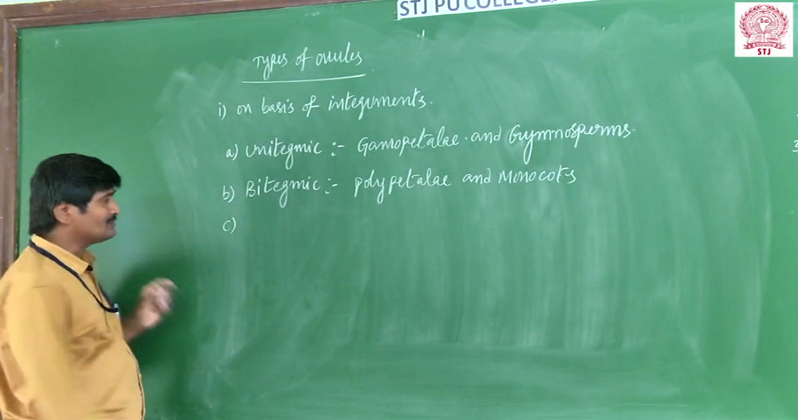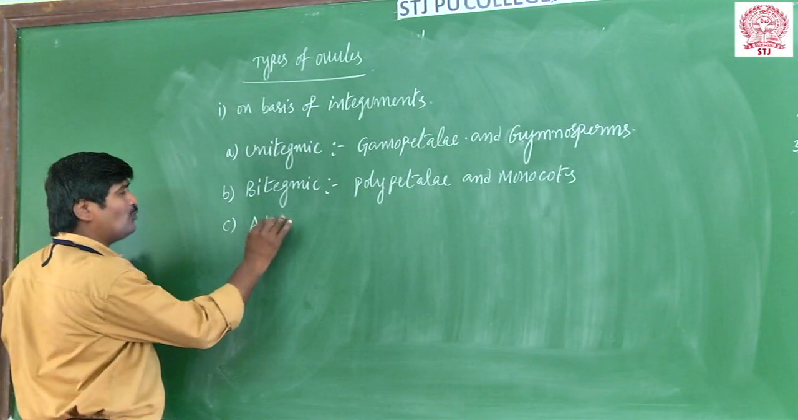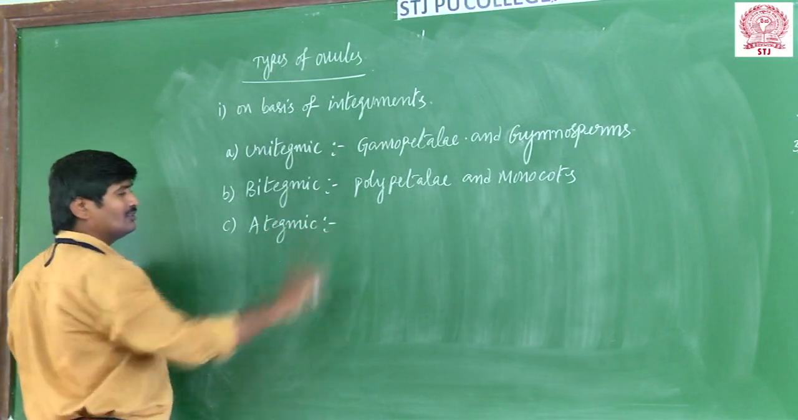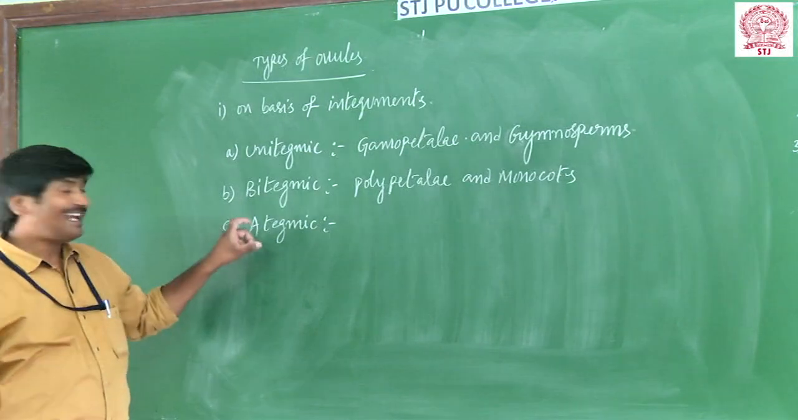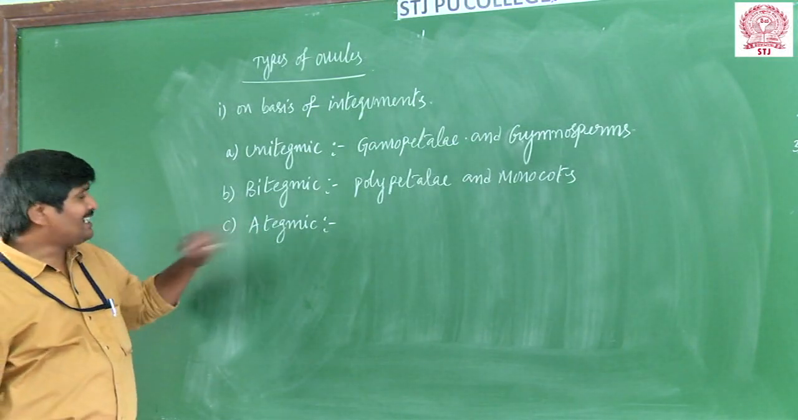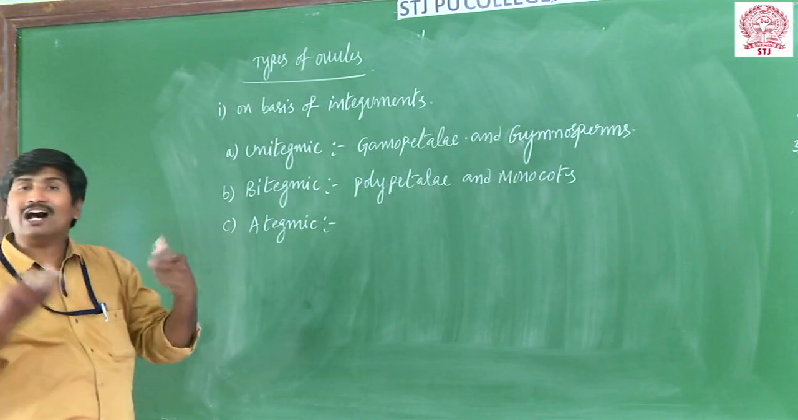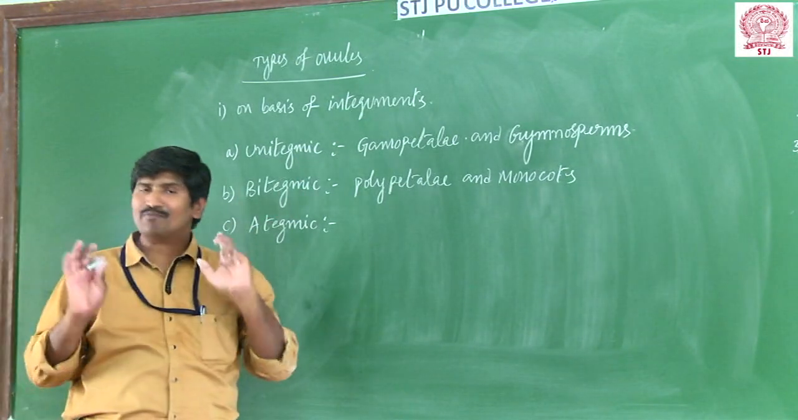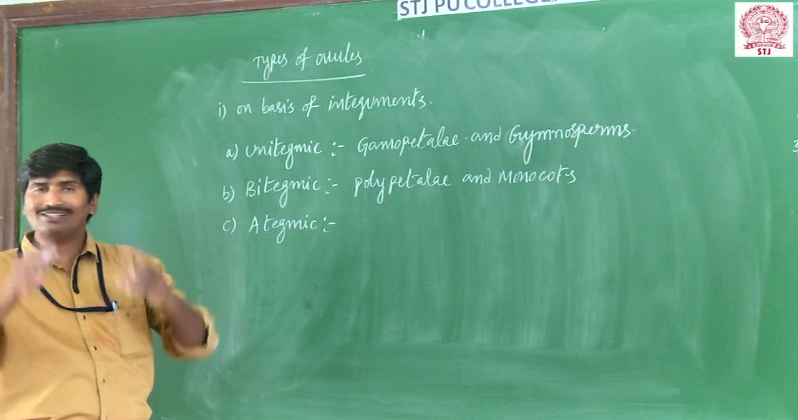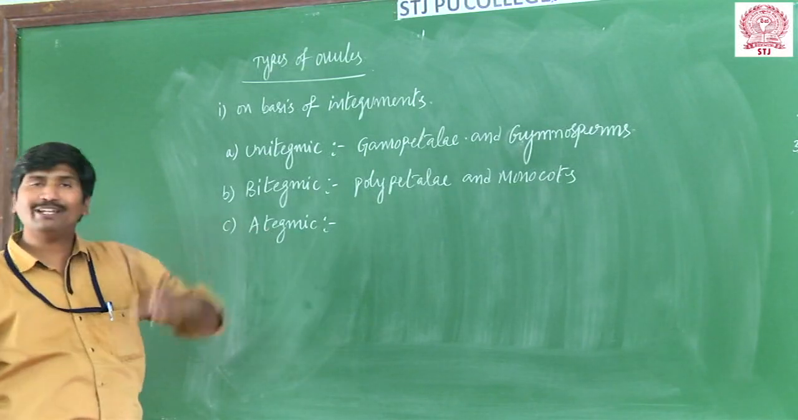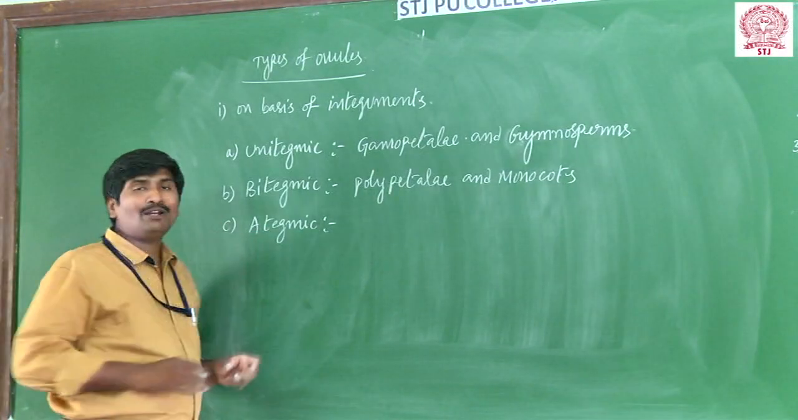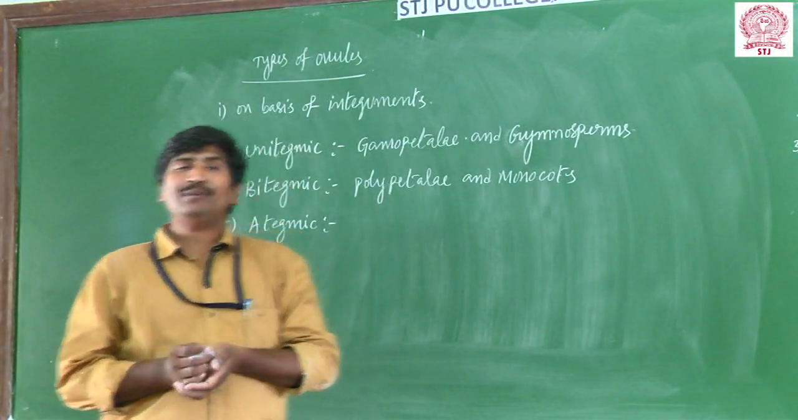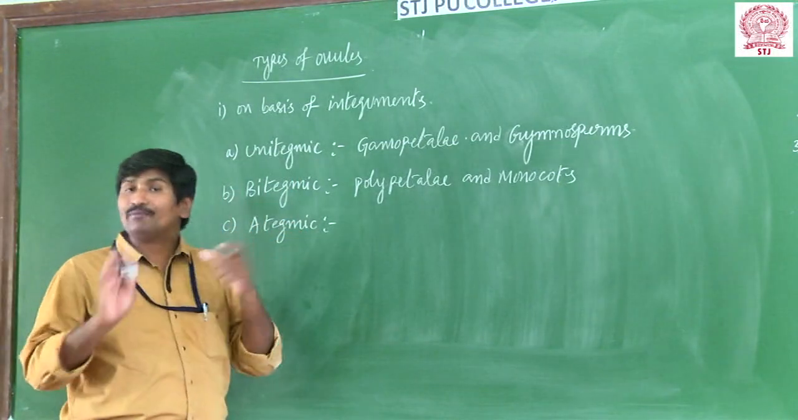Third type, ategmic ovule. Ategmic ovule means A means absent. The integument is completely absent. Such type of ovule is known as the ategmic ovule. What are the examples for ategmic ovule? The parasitic plants.